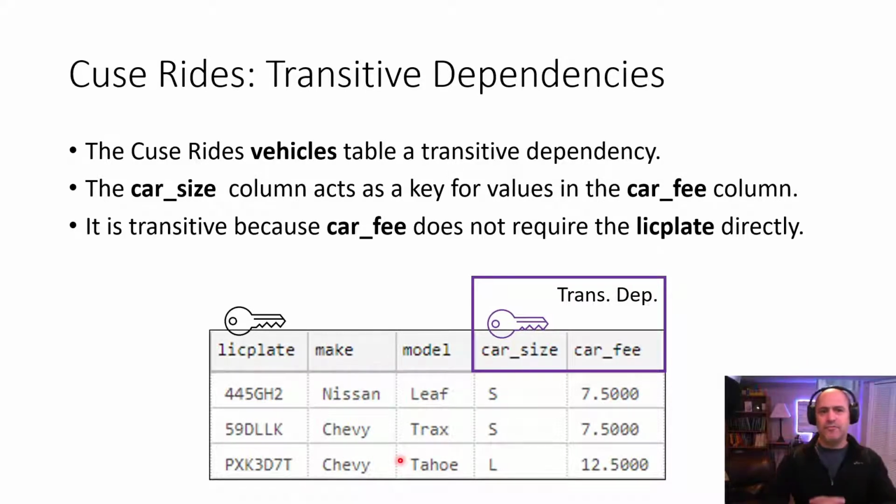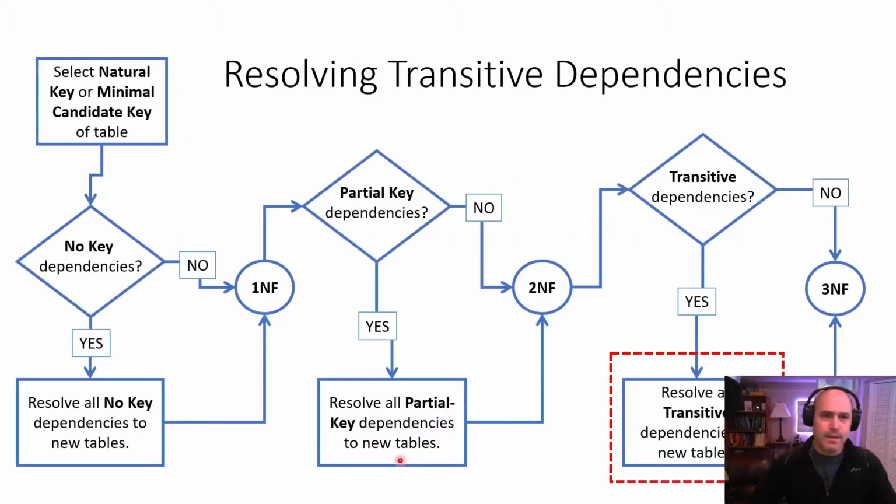It's transitive because car fee does not require the license plate directly. It really just depends on the car size. Okay, how do you go about resolving this? I'm going to give you a hint.